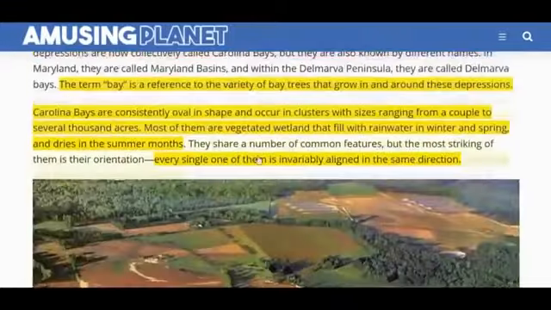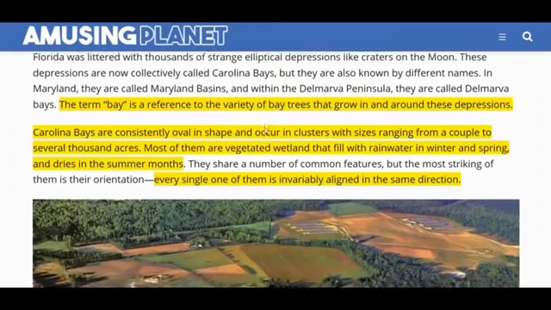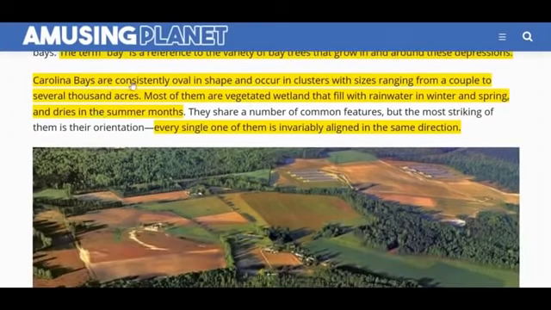So let's read a bit more here. The term bay is actually in reference to the variety of bay trees that grow in and around these depressions. You would probably think the bay is referencing a body of water, but it's actually referencing the bay trees that grow in and around these elliptical depressions. Carolina Bays are consistently oval in shape and occur in clusters, with sizes ranging from a couple to several thousand acres, so they can get pretty big.